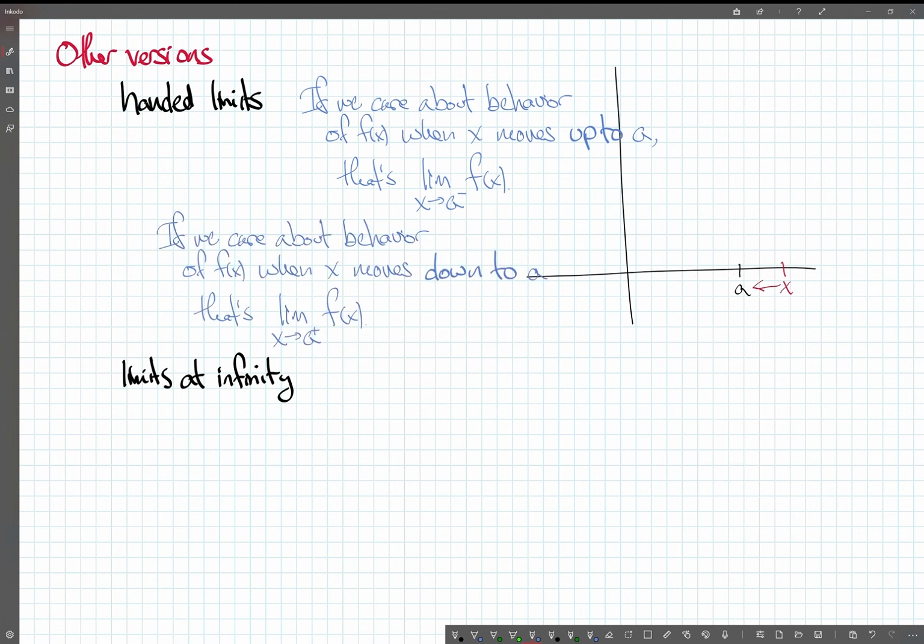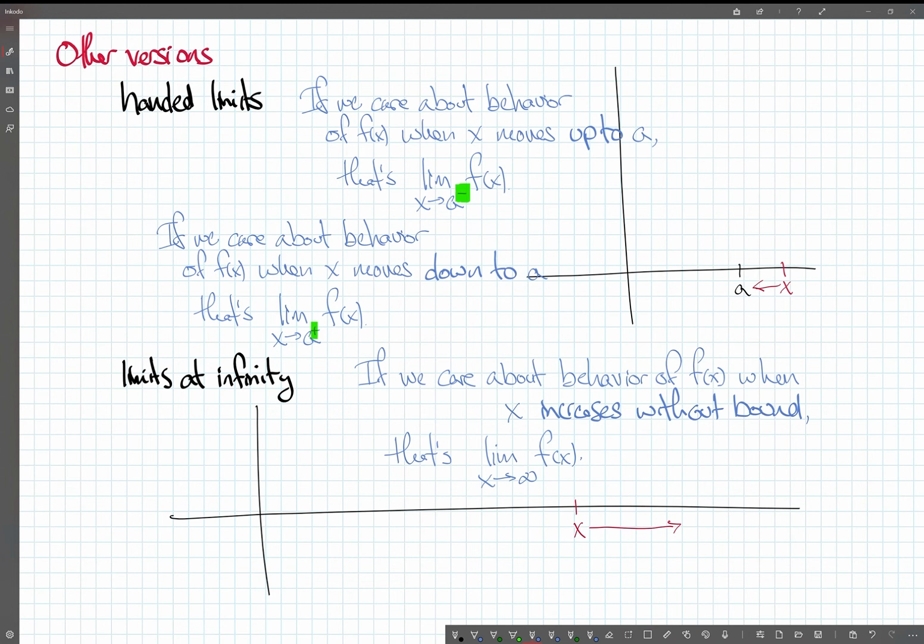On the other hand, if we care about what happens to f as x moves down to a, or moves toward a from the right and is moving in the leftward direction, we call that the right-handed limit. That's written as the limit as x goes to a with a plus superscript on top of the a. So notationally, the difference between these is just a minus sign or a plus sign on the a, and you should be really careful to look out for those because they can be really small and you can miss them.